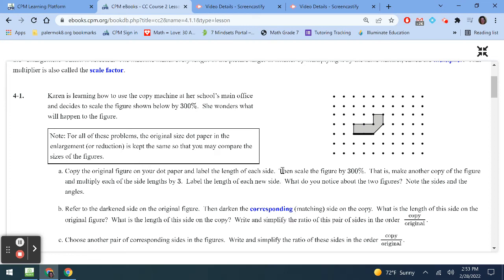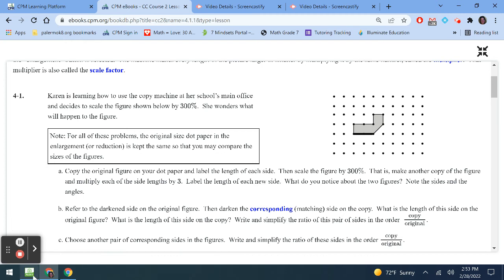Okay, for the second part of this, it says, then scale the figure by 300%. That is, make another copy of the figure and multiply each of the side lengths by 3. Label the side length of each new side. So we're going to make a copy and we're going to multiply each of the side lengths by 3.